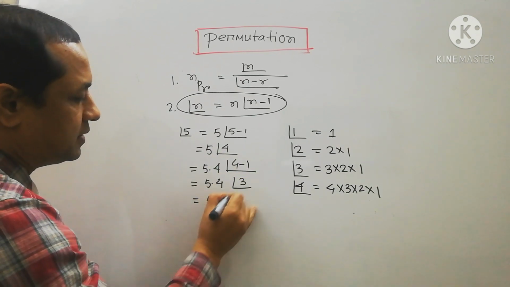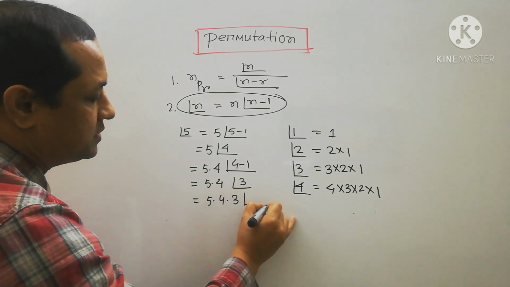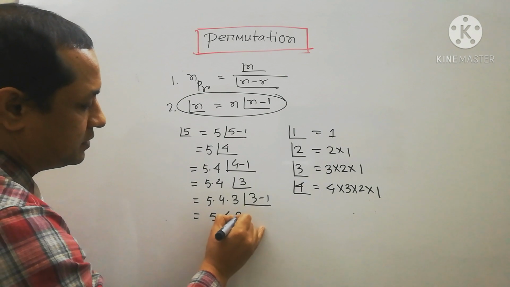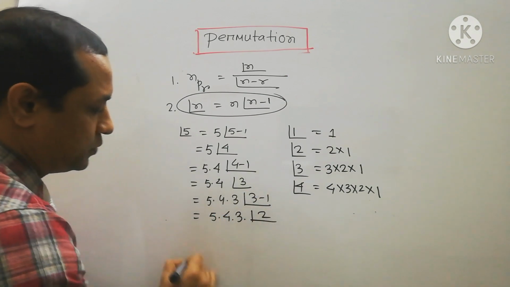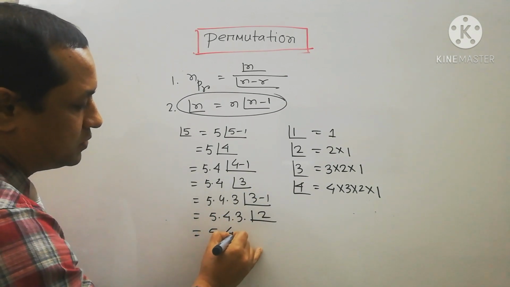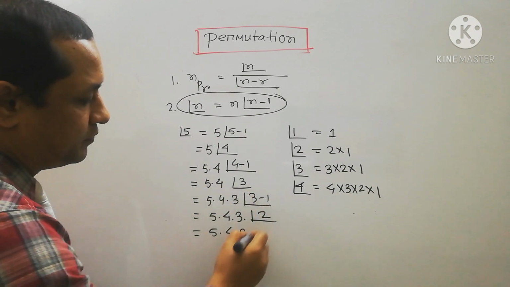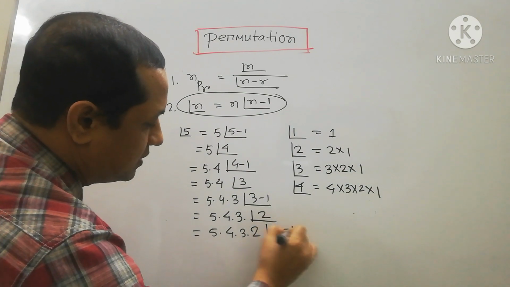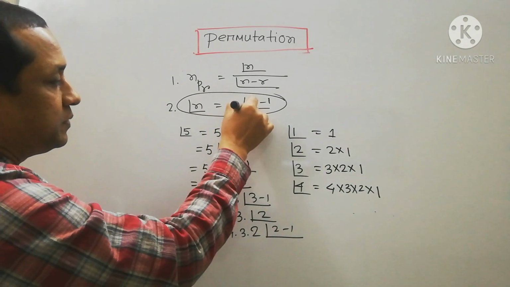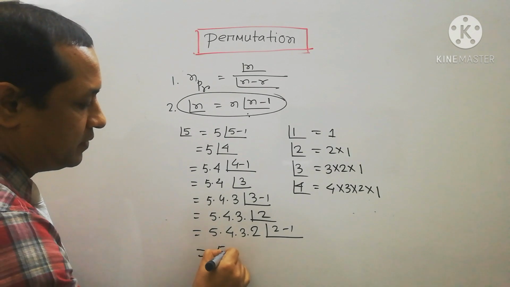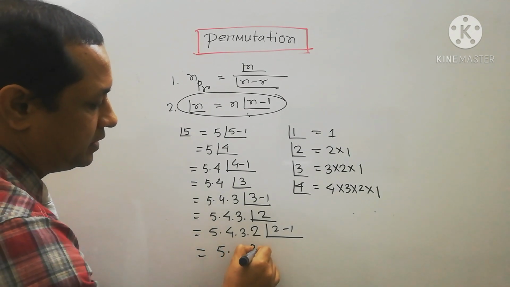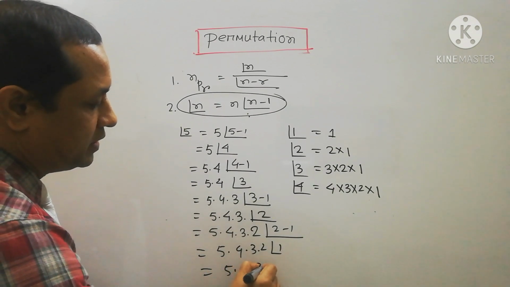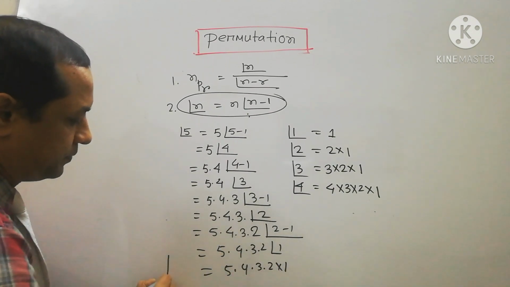Again take 3 to the outside. So inside 3 minus 1, 5, 4, 3 factorial 2. Again take 2 to the outside of the factorial, then inside will be 2 minus 1. Now using this formula, so 5, 4, 3, 2 factorial 1. So we have 5, 4, 3, 2, 1.